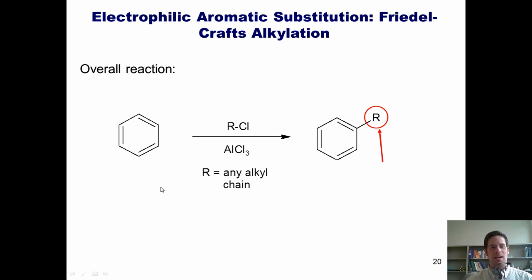And here's our final reaction in the series, Friedel-Crafts alkylation. This kind of group, which can be just any boring old hydrocarbon chain, is called an alkyl group. So if we take an aromatic ring like benzene and treat it with an alkyl chloride and aluminum trichloride catalyst, we can effectively place an alkyl chain onto the benzene ring.